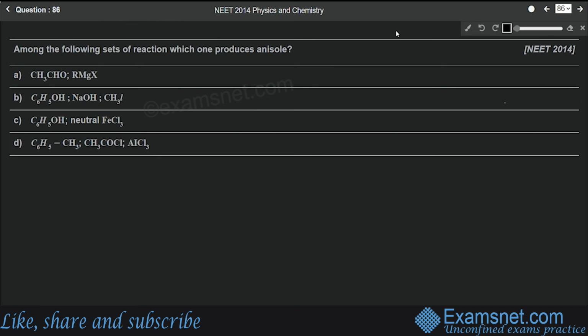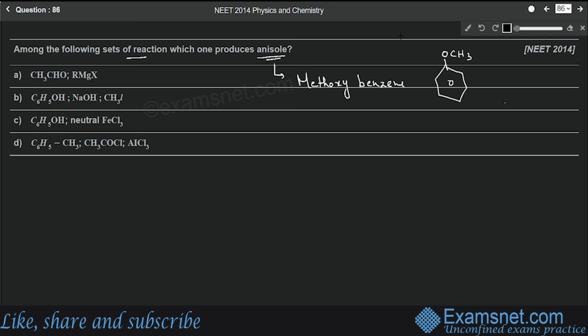Question number 86 is from the chapter Alcohols, Phenols and Ethers, and the question is, among the following sets of reactions, which one produces anisole? So what is anisole? It is another name for methoxybenzene. Let's see the structure of anisole. We have a benzene ring here, and then we have a methoxy group, that means OCH3.